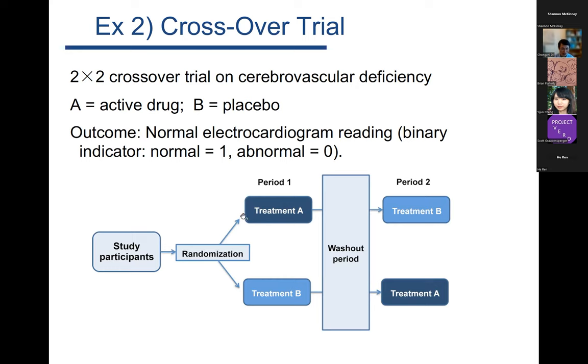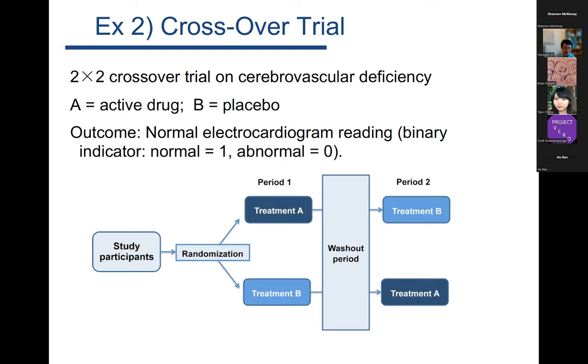In the first group, people first receive treatment A through some time period, then there is a washout period, and then those people get treatment B in the second period. Subjects randomized into the second group get treatment B first, then a washout period, then treatment A. In this case, the outcome is a normal electrocardiogram reading, coded as a binary indicator of 1 and 0. 1 means you have a normal ECG, and 0 means abnormal ECG.